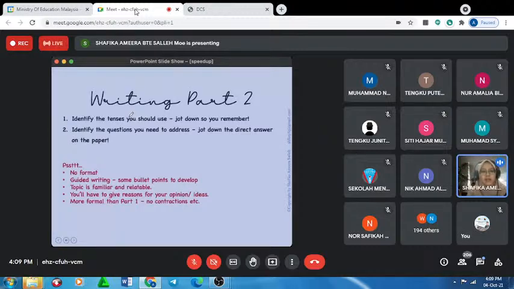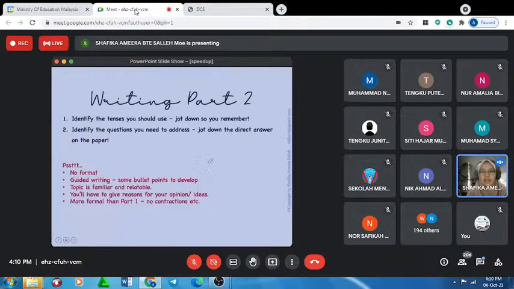But if the first point asks about your experience, for instance, then we have to use past tense for the first question. So it depends. It is important that you look at every single bullet point properly so that you don't misunderstand. Okay, and then identify the questions you need to address. Easy, because it has bullet point 1, 2, 3. Okay, but then jot down the direct answer on the paper.